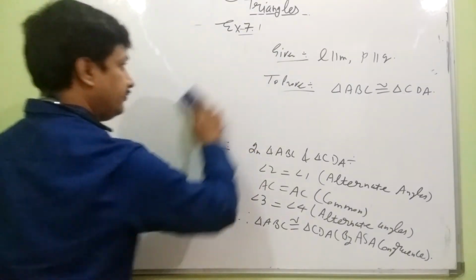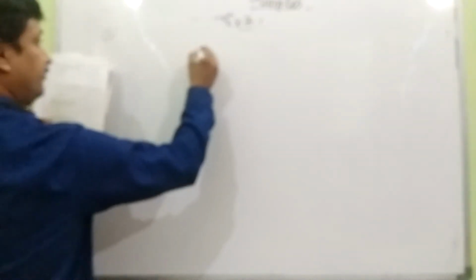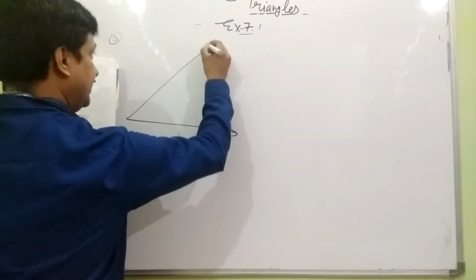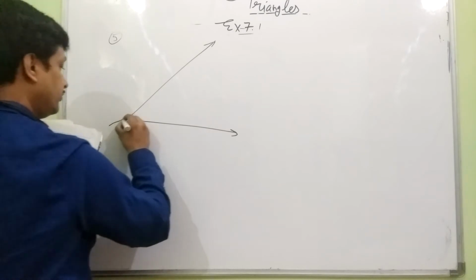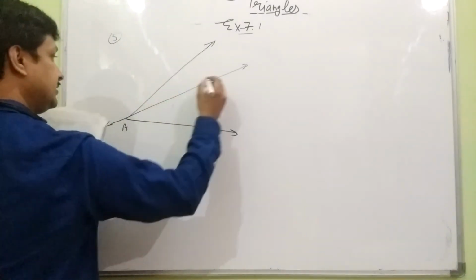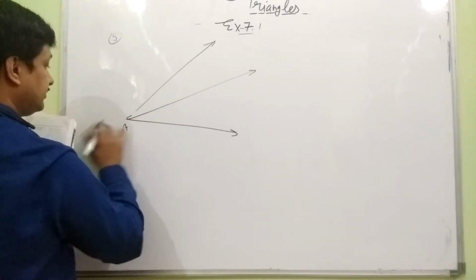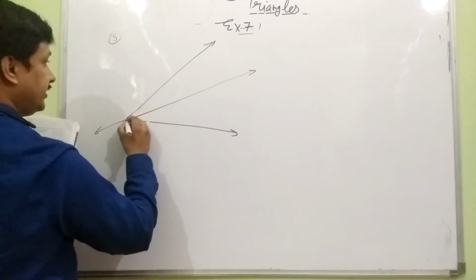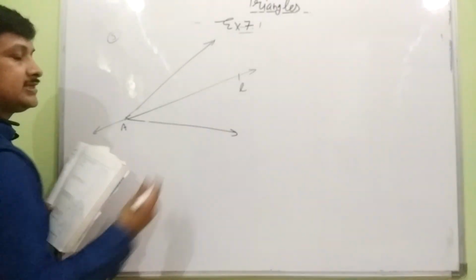Now question number 5. Question number 5 is, line L is the bisector of angle A. We have angle A, and line L is the bisector for this angle. This is the line L. So we can make a figure like this. Yes, now it's fine. So line L is the bisector of this angle.